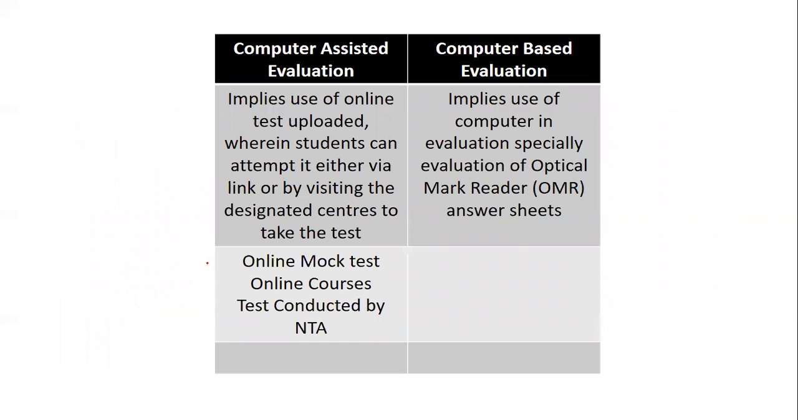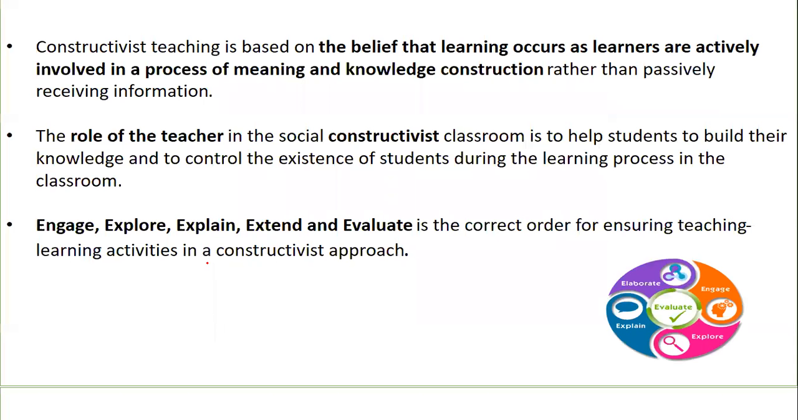Then computer assisted evaluation and computer based evaluation. Computer assisted evaluation is basically the things which are uploaded, the way the NTA conducts its examination. And computer based evaluation is the evaluation which is done with the help of OMR answer sheets. So assisted means with the help, and evaluation takes place with the help of computer.